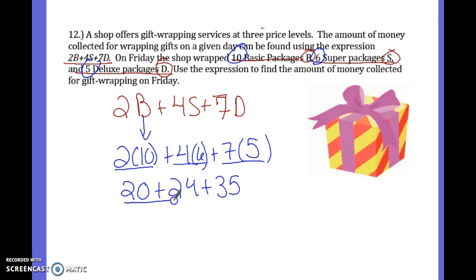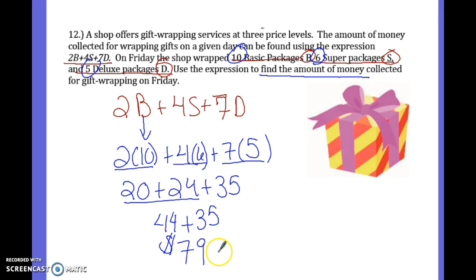Let's add left to right. 20 plus 24 is 44, plus 35. 44 plus 35 gives me 79. Now this is not correct because it says find the amount of money collected. So you need to label it. $79 collected on Friday.